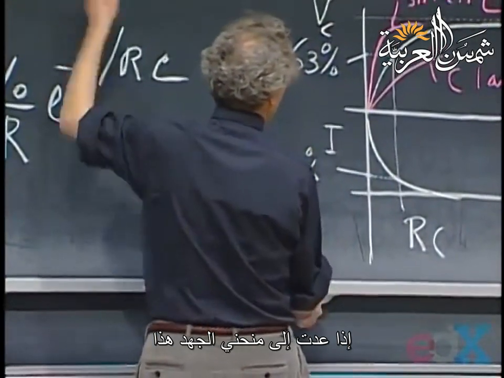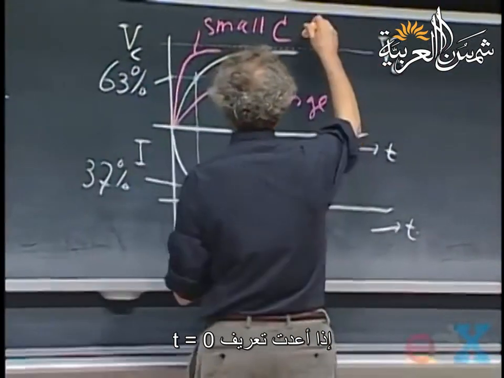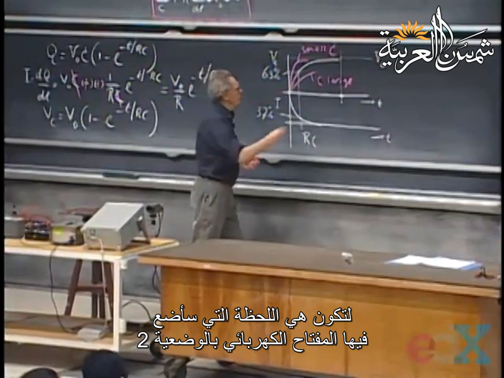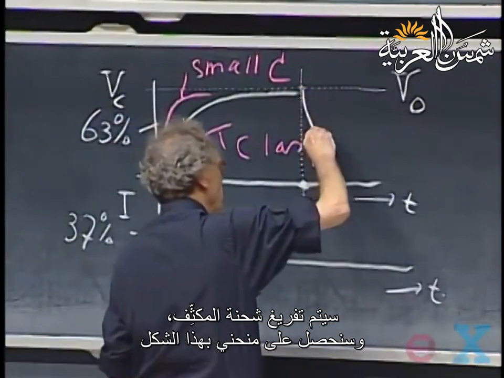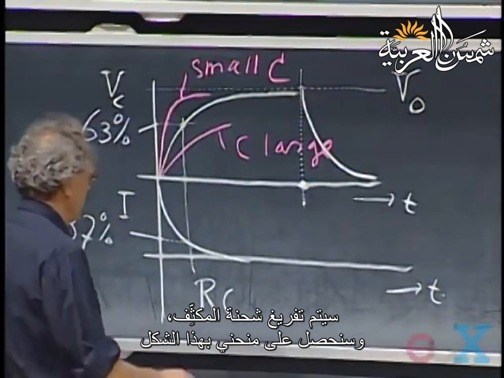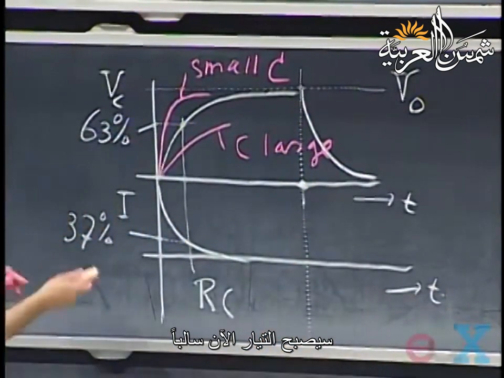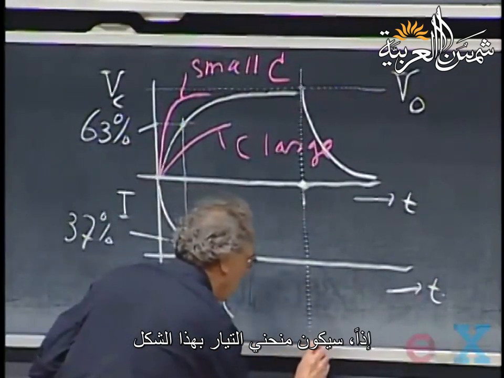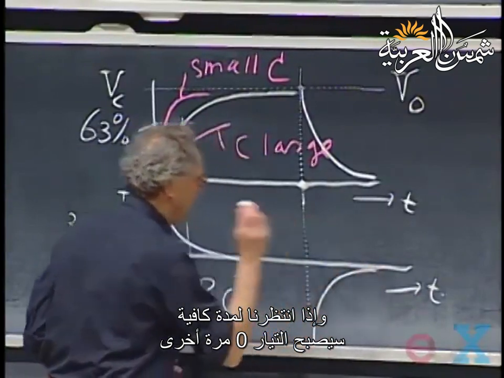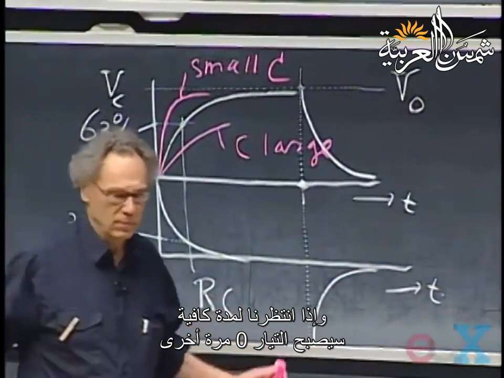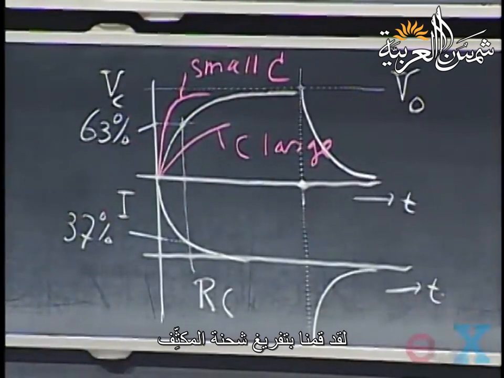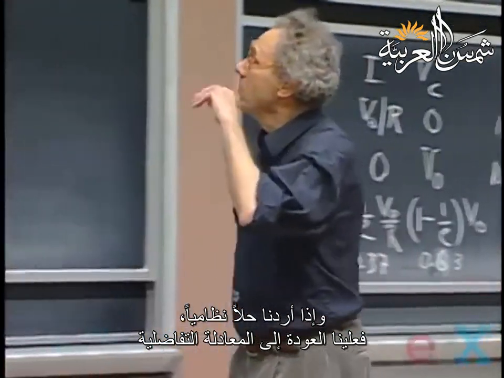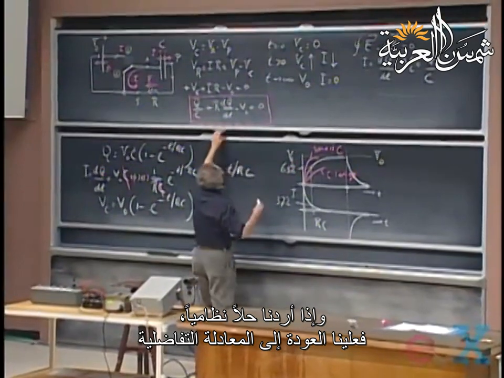If I return to this curve here, if I redefine my time equals 0, and if this is the moment that I put the switch in position 2, then I expect that the capacitor will discharge. You get a curve like this, and I expect that the current, which now becomes negative, reverses direction, and I call that negative, and so the current will come like this. And if you wait long enough, of course, the current will again become 0. You have discharged the capacitor.